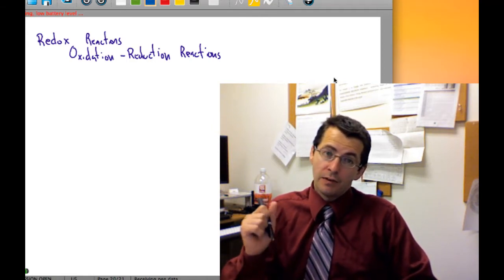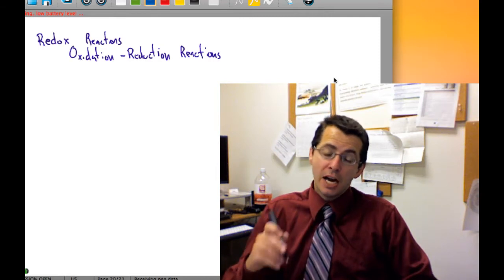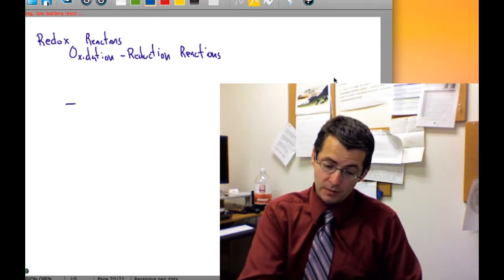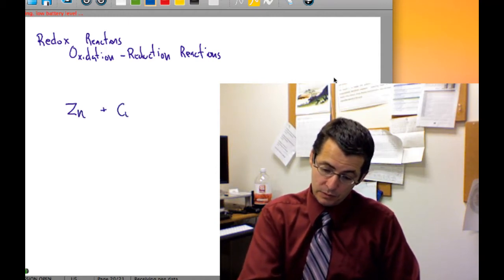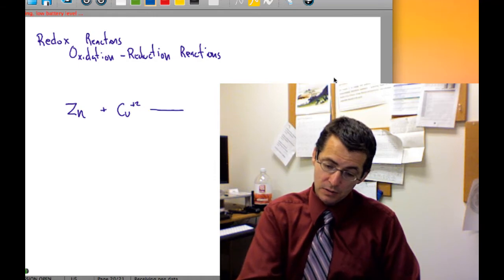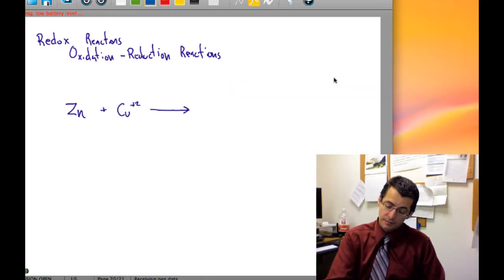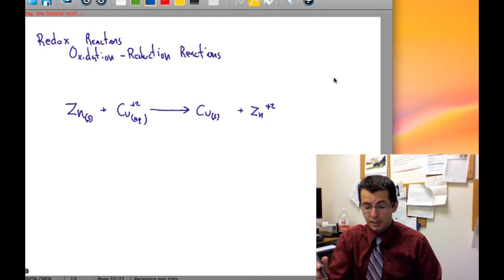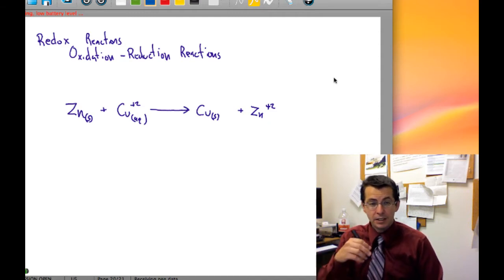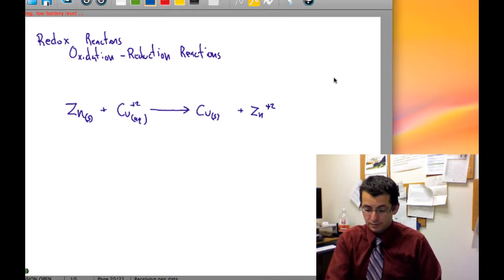Redox reactions involve the exchange of electrons. So if you take zinc metal and you react it with a copper +2 solution, you can generate solid copper. This is a stereotypical redox reaction. It involves the exchange of electrons.